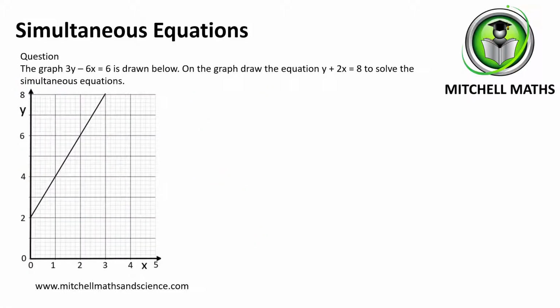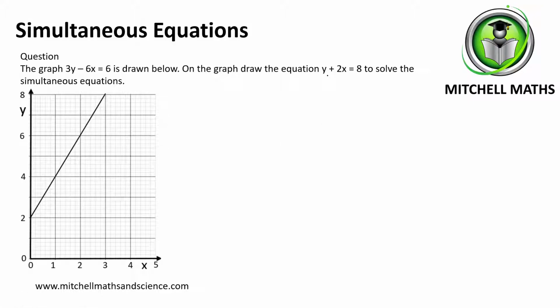Some questions may ask you to draw the equation on a graph in order to solve the simultaneous equations. In this case, they've already drawn the equation 3y minus 6x equals 6 for us. And they want us to, it says on the graph, draw the equation y plus 2x equals 8 to solve the simultaneous equation. So what they're looking for in this type of question is for you to draw the graph for the other equation, and then to have a look at where the points intersect in order to work out your x and y values.